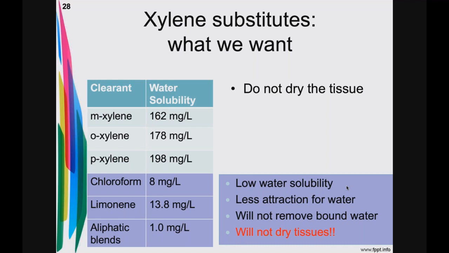So you can see with that high number, 162, 178, 198, that's a higher number, which means xylenes can hold more water. That means they can hold more of that bound water they've ripped out. Take a look at chloroform. Chloroform can only hold 8, can't hold much water. Limonene, 13.8, that's still significantly different than 162. And the aliphatic hydrocarbon blends, they're all the way down there at 1.